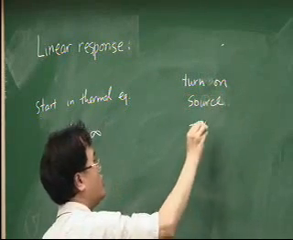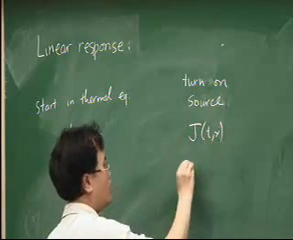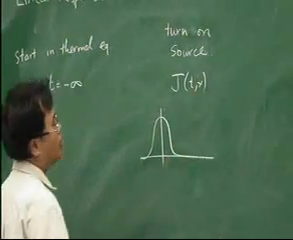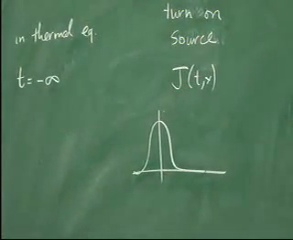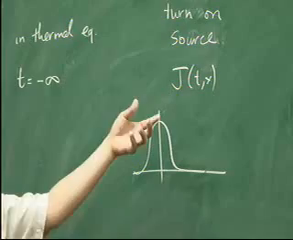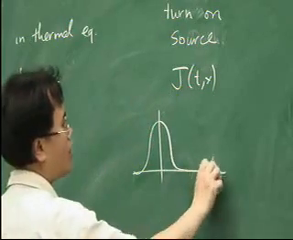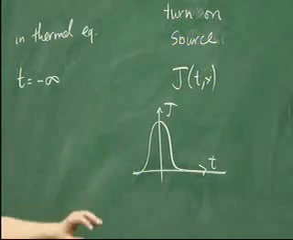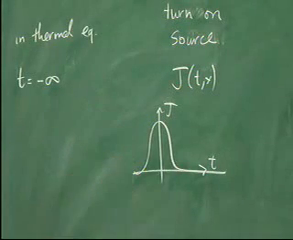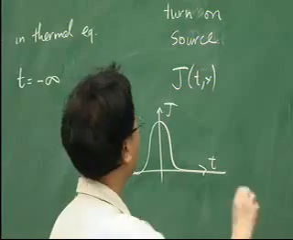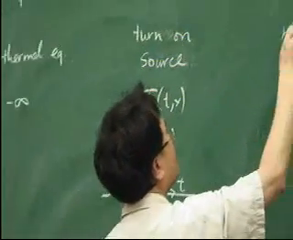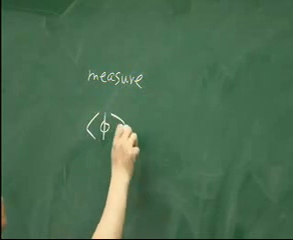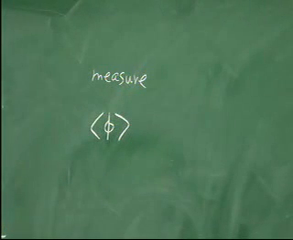Say J, T of x. And typically I want my source for the problem to be well defined. Let me turn on a source and then turn off it at some time. So the source will be localized, and for simplicity, let us assume it's localized both in space and time, and then measure some expectation value of some operator, phi.